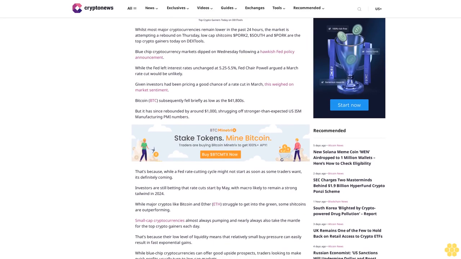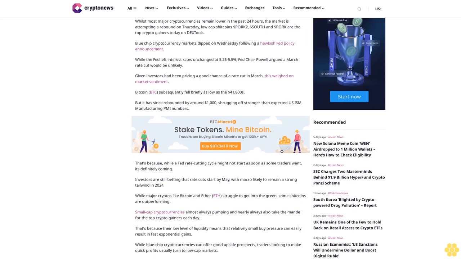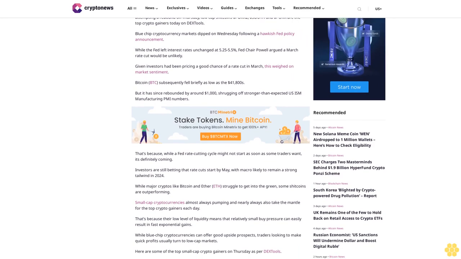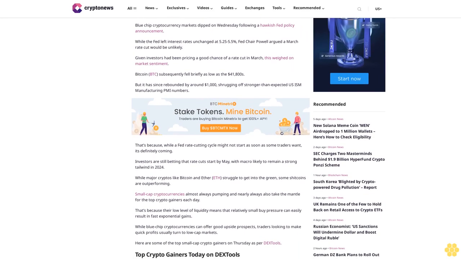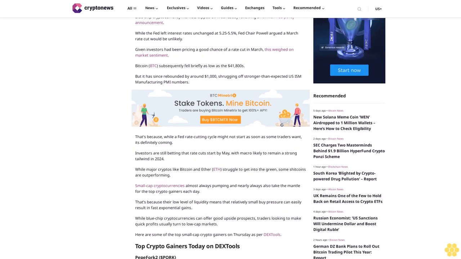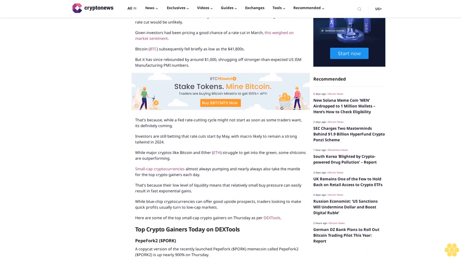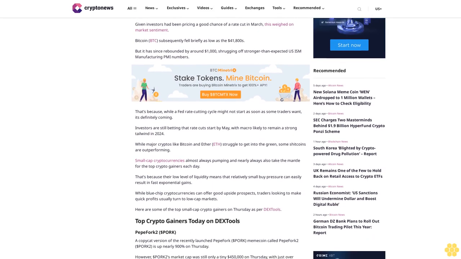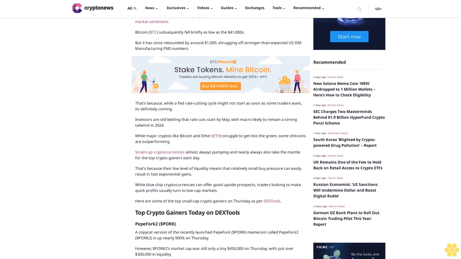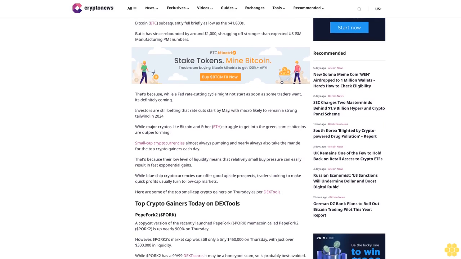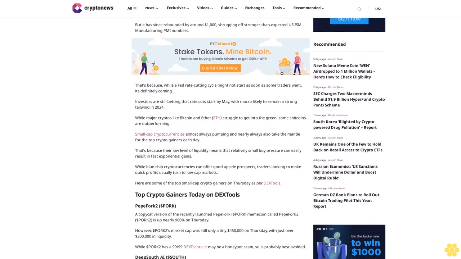Bitcoin BTC subsequently fell briefly as low as the $41,800s, but it has since rebounded by around $1,000, shrugging off stronger than expected US ISM manufacturing PMI numbers. That's because while a Fed rate cutting cycle might not start as soon as some traders want, it's definitely coming. Investors are still betting that rate cuts start by May, with macro likely to remain a strong tailwind in 2024.